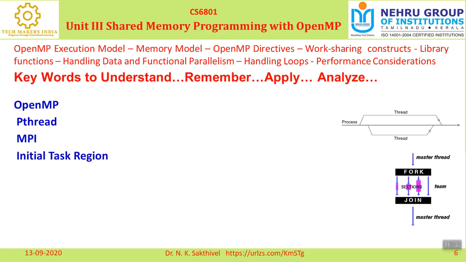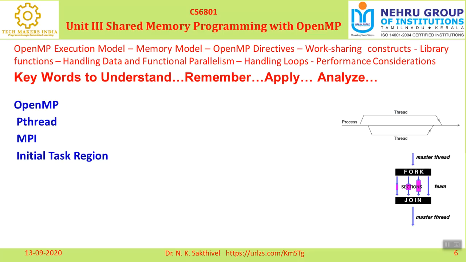And the next one is initial task region. The initial task region is a very important concept because it is useful for executing in a parallel model. So what is an initial task region? It is a thread to execute the task in sequential. Under the region we can create or initialize a thread that will be executed in sequential.